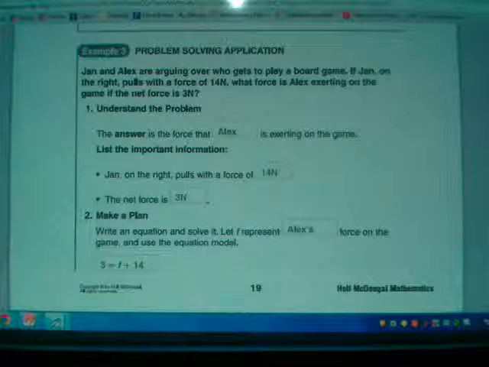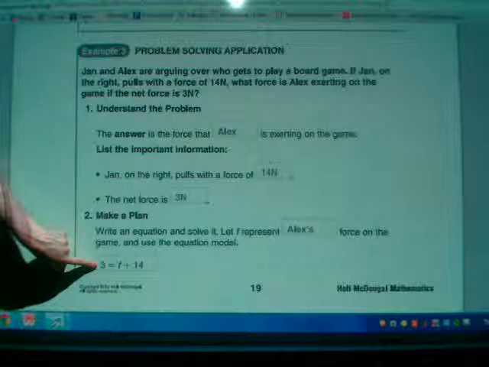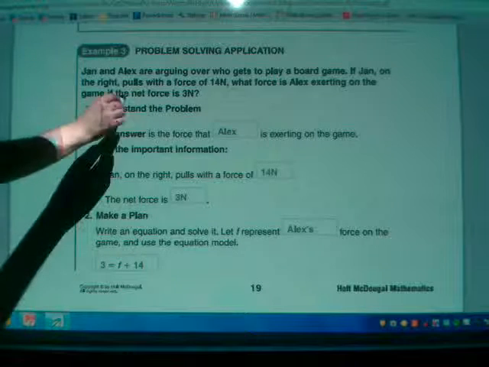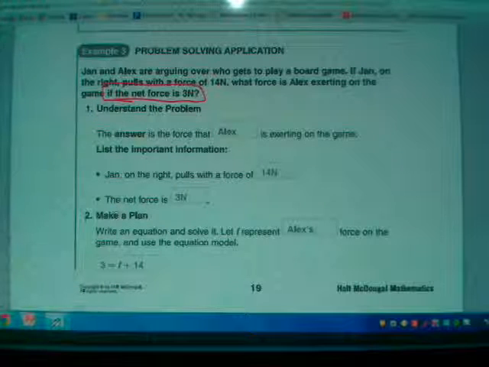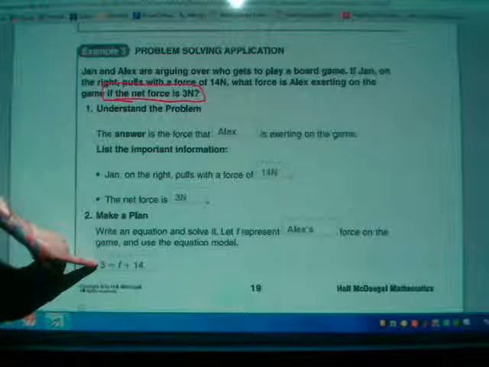Well, let's think about why this makes sense. They're saying that the forces together add up to make 3, which is what they mean right here when they are talking about the net force. Together, combined, the force is 3.